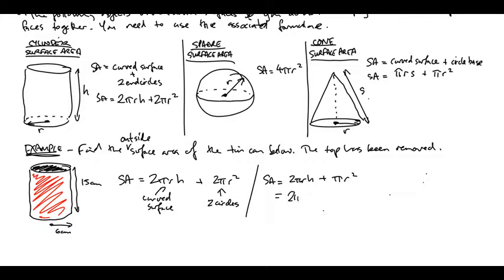So it's going to be 2 pi times by the radius of 6 times by the height 15 plus pi times by the radius again squared. So remember, in your calculator, pi is second, then the hat symbol, the little arrow pointing up on the right side, about halfway down. So 2 times by second pi times by 6 times by 15. The first part comes to 565.49 square centimeters, 2 dp.